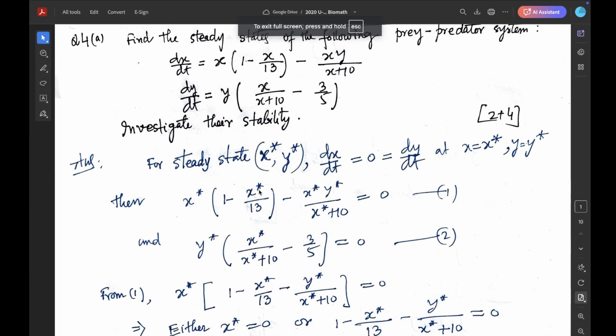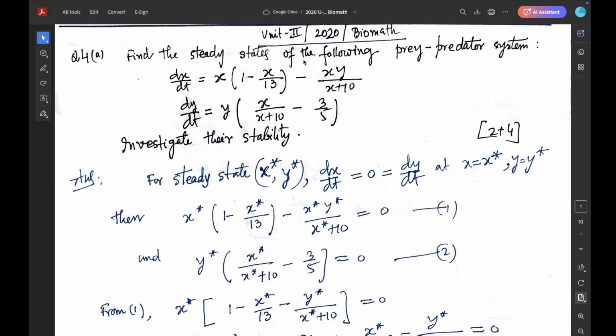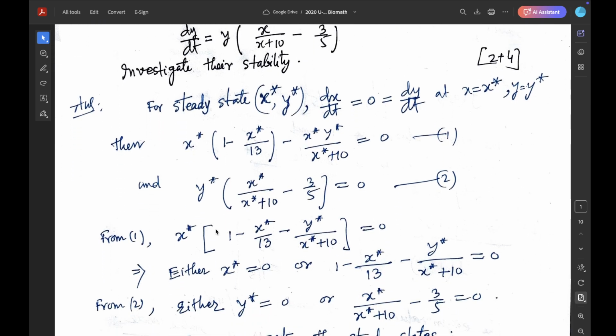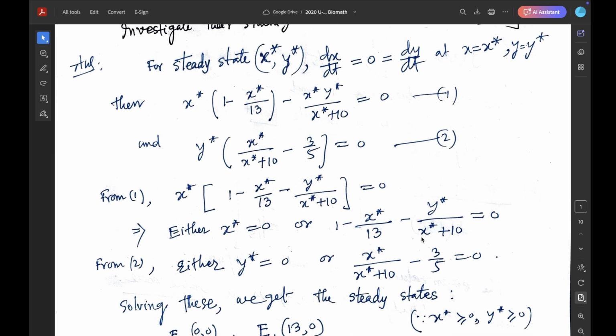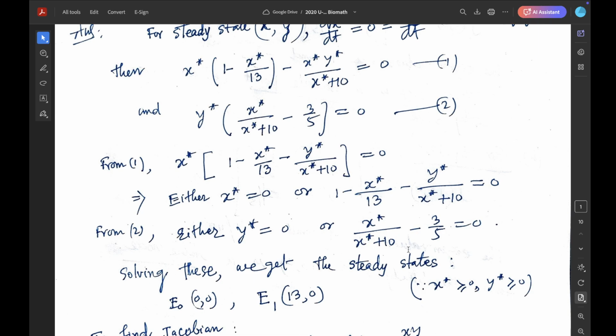For steady state (x star, y star), dx/dt equals 0 equals dy/dt. So if we put x star and y star in place of x, y, we get dx/dt equal to 0 at this point (x star, y star). So this is equal to 0, and from the second equation we get this equal to 0. From the first equation, taking x star common, we get this. So either x star equal to 0 or this quantity is equal to 0. And from the second equation, either y star equal to 0 or this quantity equal to 0.